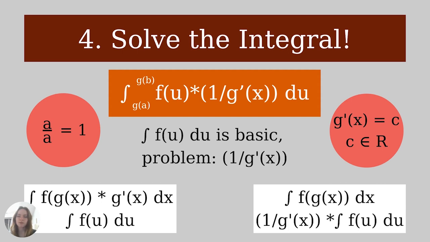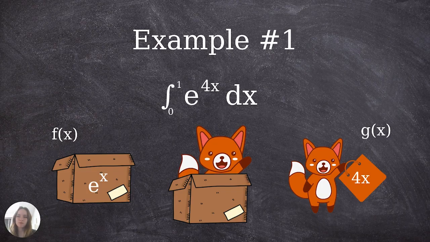Last, we solve. Now, solving this integral may seem a bit tricky at first. Sure, the f of u is just a basic equation, but there's that pesky 1 over g prime of x that seems to be a problem. This problem is regularly resolved in one of 2 ways. Either the original integral had some g prime of x term so that when you plug in dx is equal to 1 over g prime of x du, then the g prime of x's cancel, or it's also common that g prime of x is some c, where c is some constant real number, in which case you can simply take it out and multiply it by the integral.